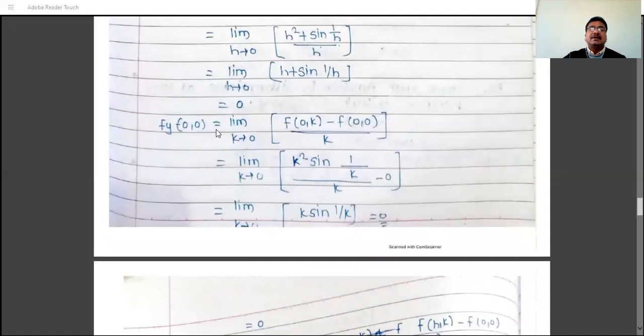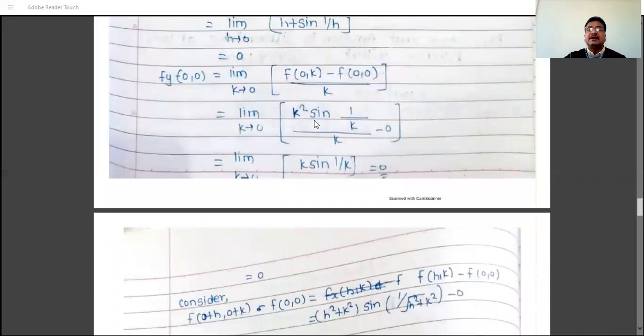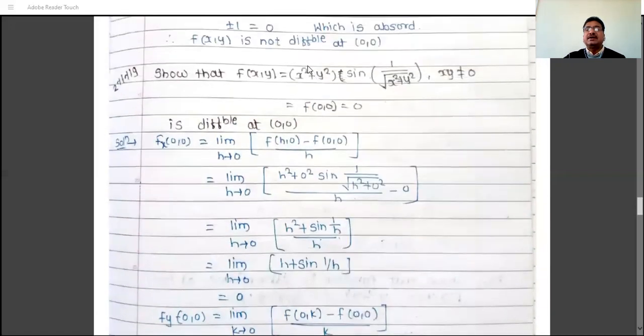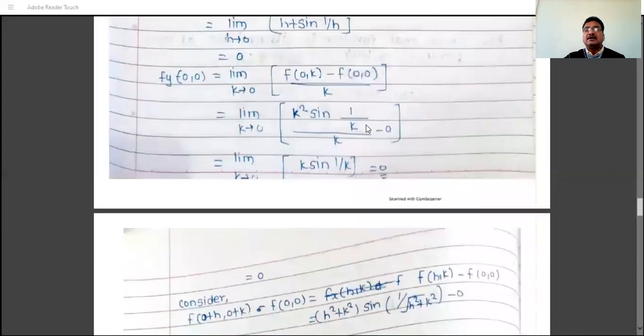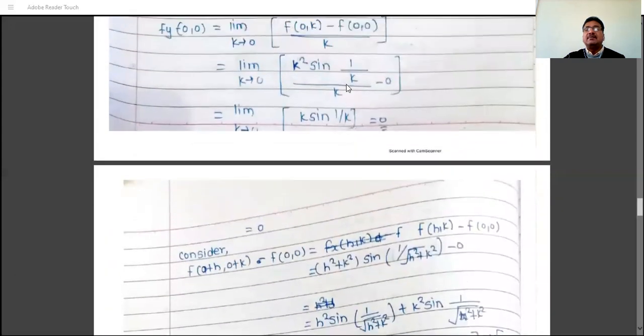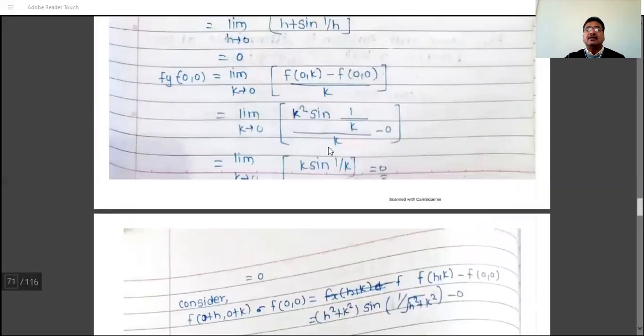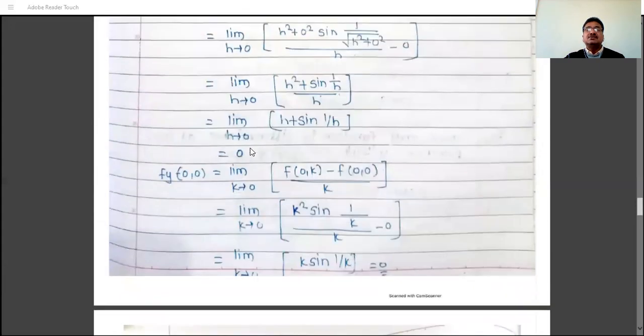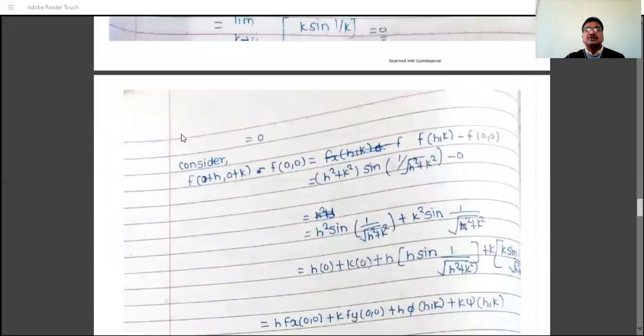Similarly fy(0,0) is the limit as k tends to 0 of [f(0,k) minus f(0,0)] divided by k. Then f(0,k) is what? Substitute x as 0, y as k. So k square times sine of 1 by root k square, which means sine of 1 by k, minus f(0,0), which is 0, divided by k, and it is k times sine of 1 by k. As k tends to 0, the limit of this is 0. So fx(0,0) is 0, and fy(0,0) is 0.